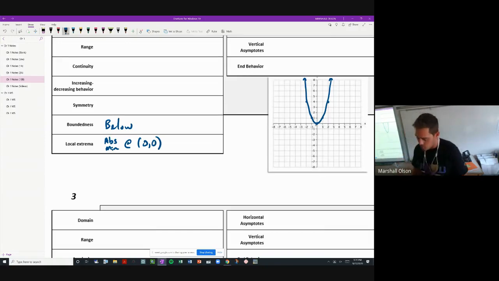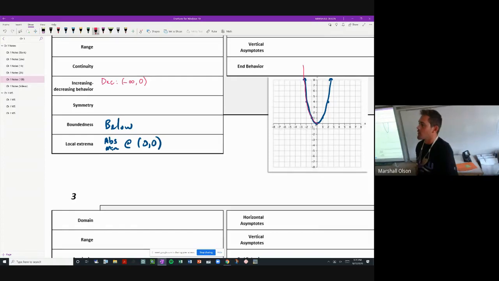Increasing, decreasing is the one I want to talk about. So from left to right, you're looking from left to right. So it's like I'm coming down here. I am decreasing until I get to 0, right? So here's what I'm going to write. I'm decreasing from negative infinity to 0.